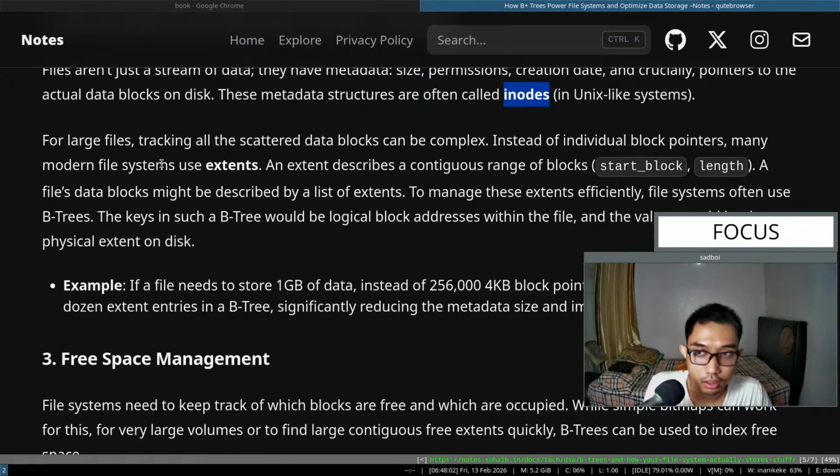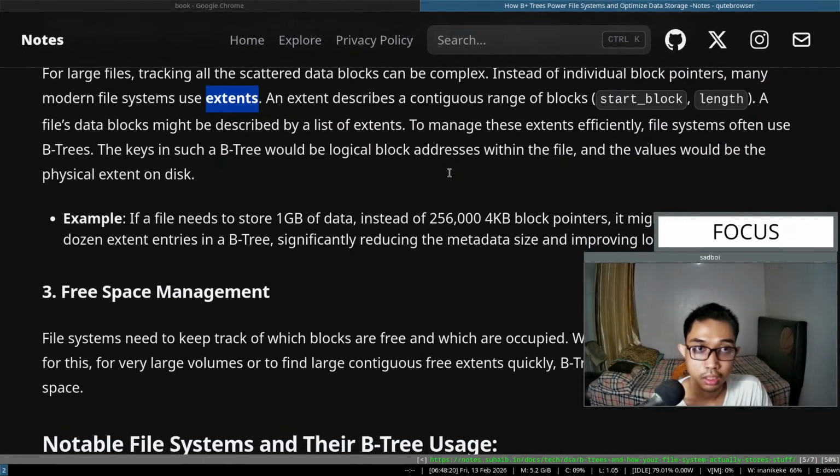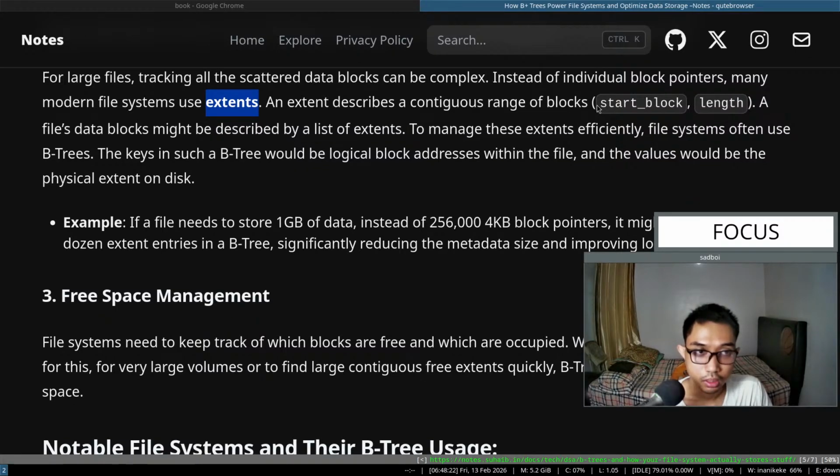In Unix-like systems, for large files, tracking all the scattered data blocks can be complex. Instead of individual block pointers, many modern file systems use extents. An extent describes a contiguous range of blocks: start block, length. A file's data may be described by a list of extents.